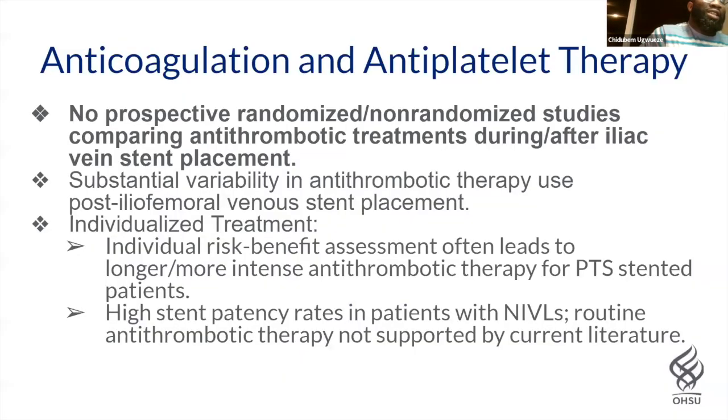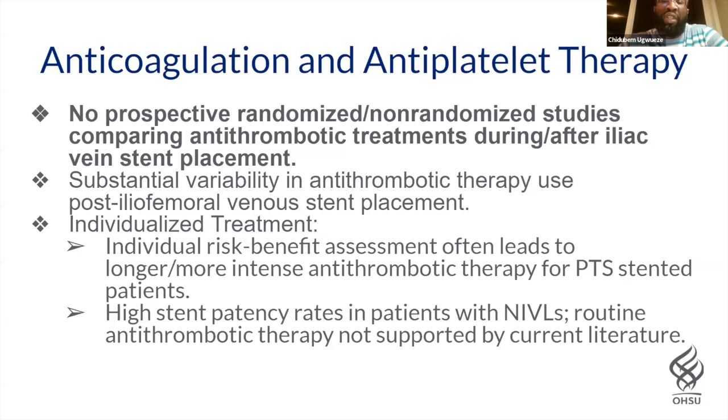So anticoagulation, platelet therapy after you stent these patients is kind of dealer's choice, to be honest. There's a lot of variability in how people give antithrombotic therapy. Some people use Brilinta, some people do dual antiplatelet anticoagulation. It's tailored to each individual based on their risk of both bleeding and post-thrombotic syndrome and risk of coagulation.